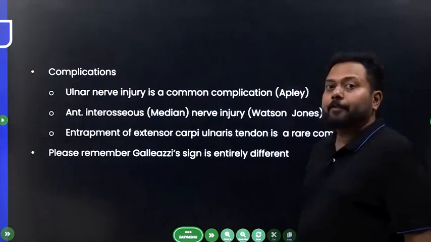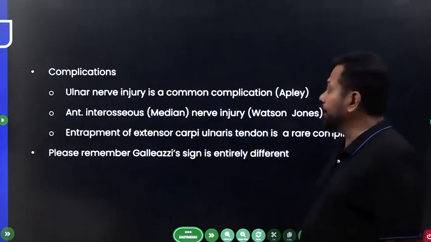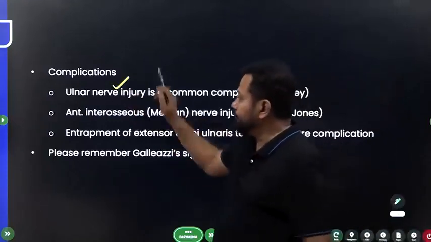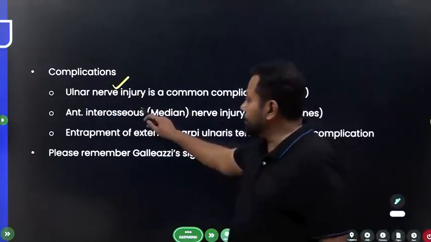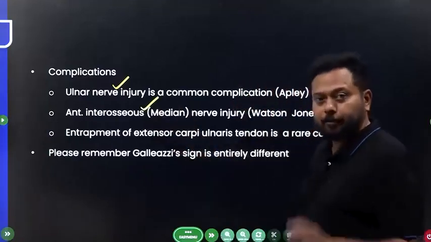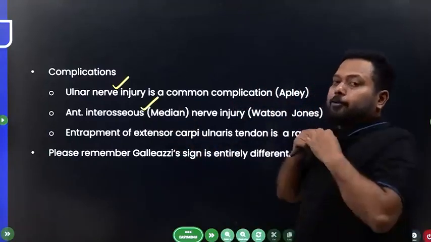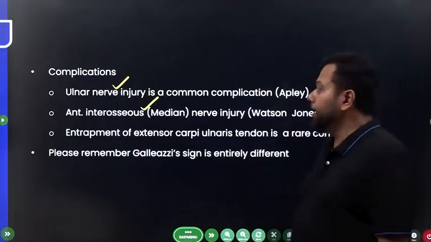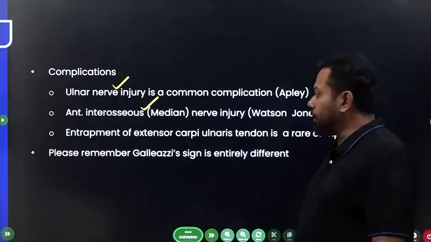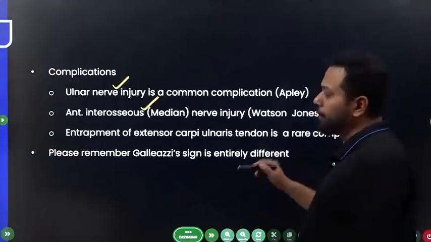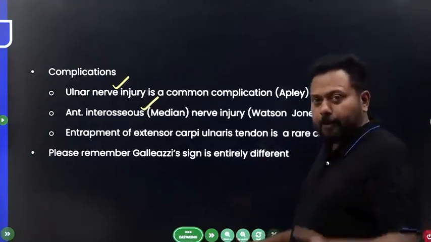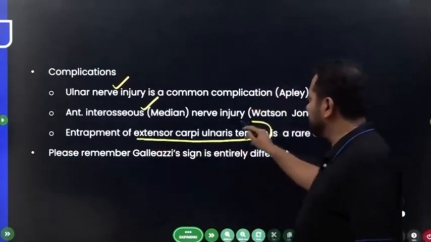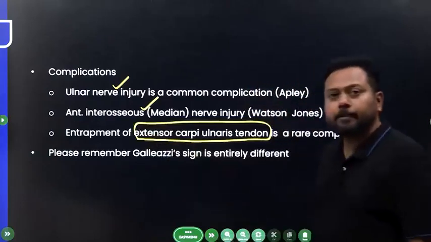Coming to complications of Galeazzi fracture, it's a highly controversial area. Apley says the most common nerve that is involved is ulnar. Watson-Jones says the most common nerve is anterior interosseous. So, it's a highly controversial area. We should pray to God that this question does not appear in our NEET exam. Okay. And without controversy, the most common tendon that gets entrapped or damaged in Galeazzi fracture is extensor carpi ulnaris tendon.